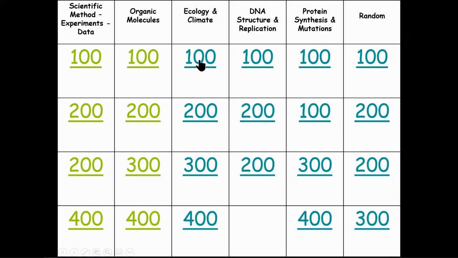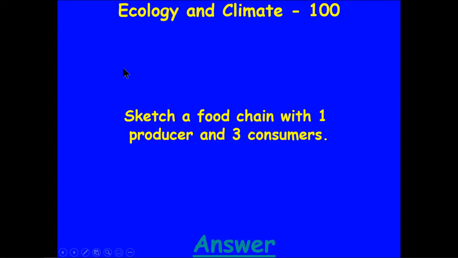All right, on to energy and climate. Sketch a food chain with 1 producer and 3 consumers.